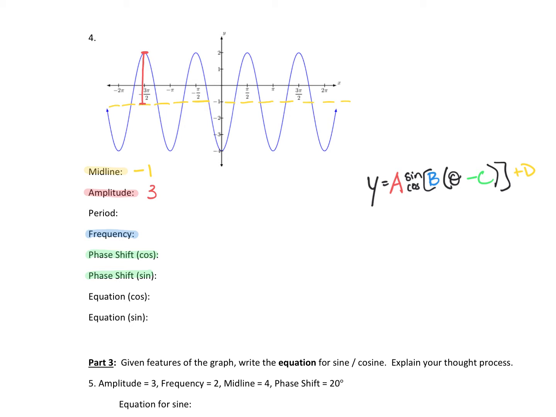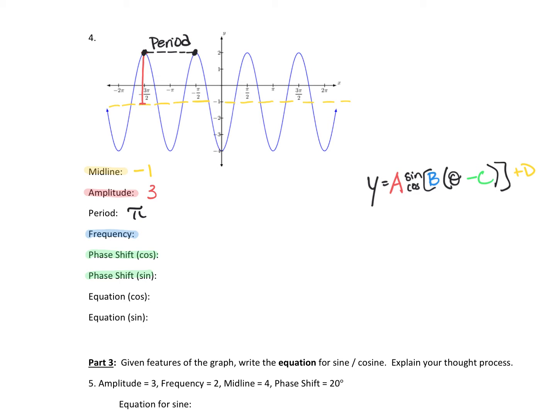So before we can get to the frequency, we need to know the period. The period is how long it takes the graph to repeat itself. So we can look top to top, bottom to bottom. If I take a look from here to here, top to top, how long does it take to repeat itself? Well, that period is a distance of pi. So it takes a length of pi to repeat itself.